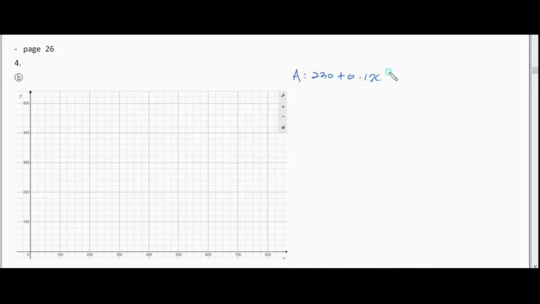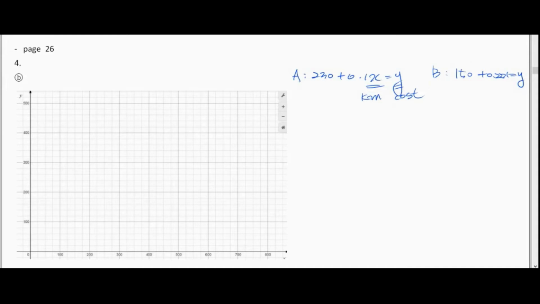Right here, this x is the kilometers, and it equals y, don't forget it. And for B, the Cars for All Season charges 150 as a base, plus 0.22x, where again x is the kilometers, equals y. And right here, this y means cost. And now let's draw the graph.